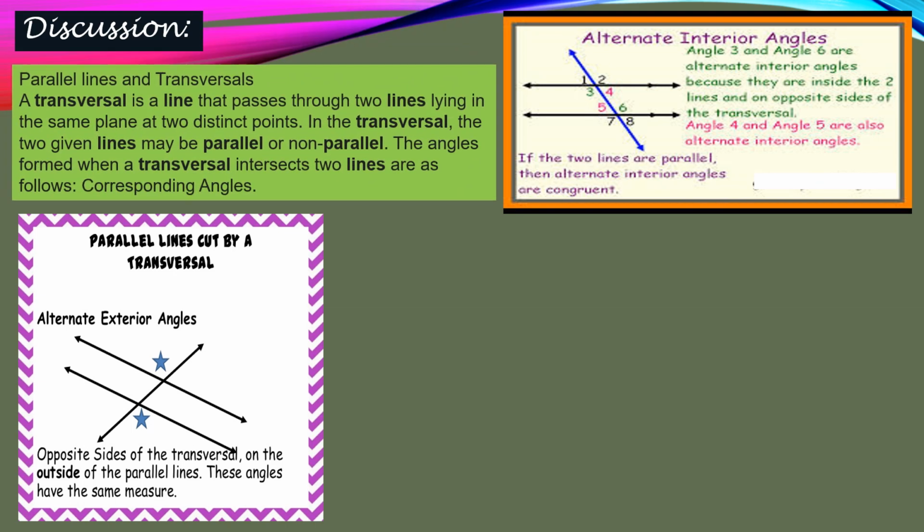Parallel lines and transversal. A transversal is a line that passes through two lines lying in the same plane at two distinct points. In the transversal, the two given lines may be parallel or non-parallel, and the angles formed when the transversal intersects two lines are as follows.